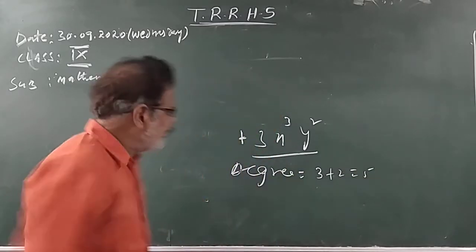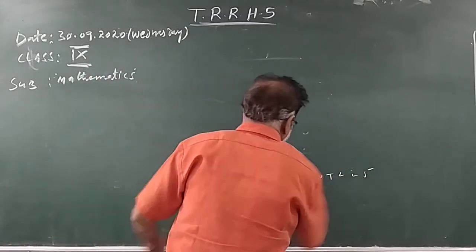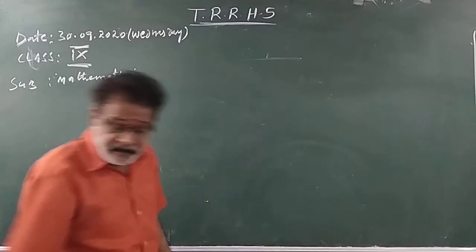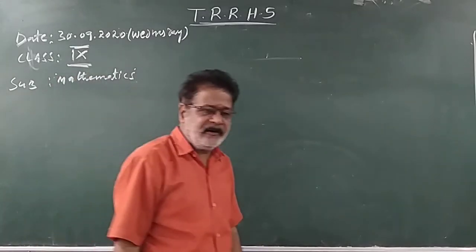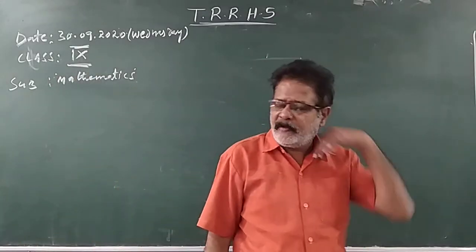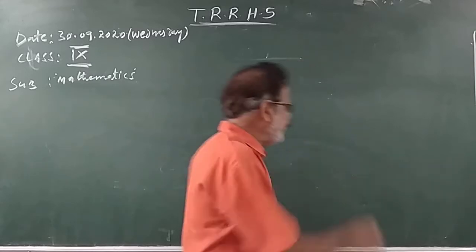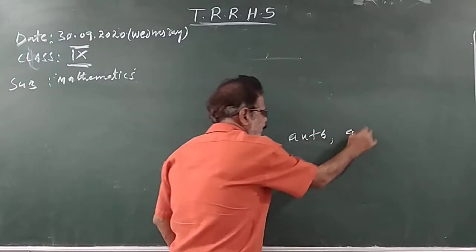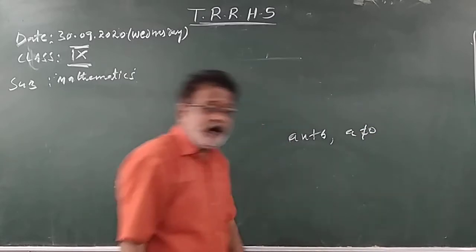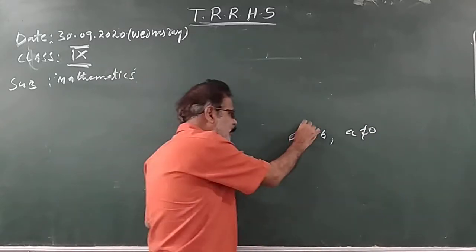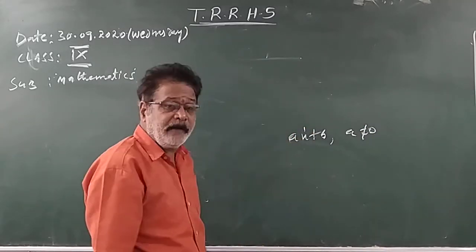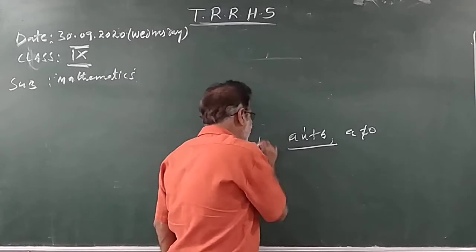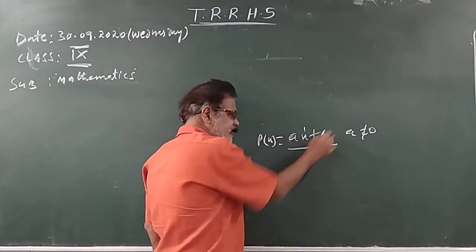So already we have discussed these degrees in the last class. Now, according to the degree, polynomials can be classified into three types. One is the linear polynomial. Linear polynomial means ax plus b, a is not equal to 0. A polynomial of first degree is called a linear polynomial. The general form of a linear polynomial is p of x is equal to ax plus b.